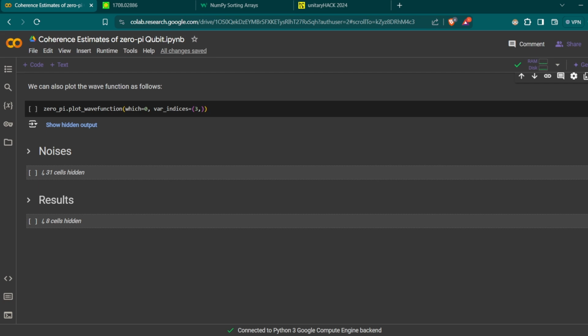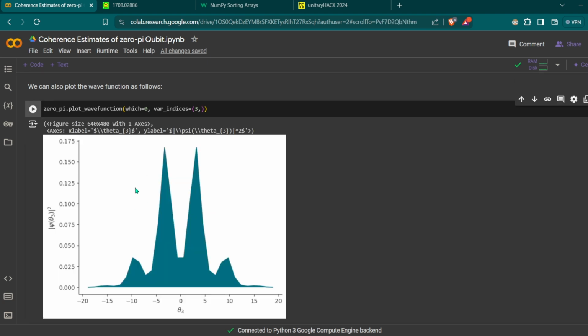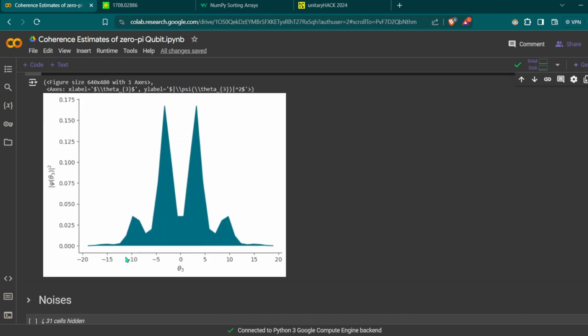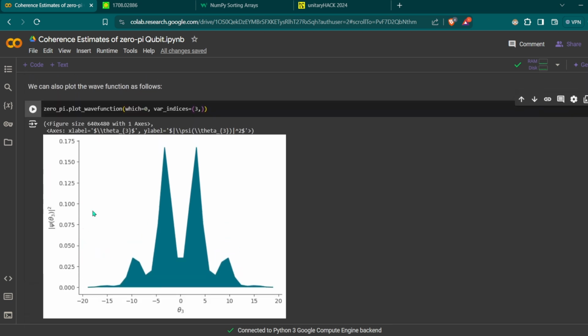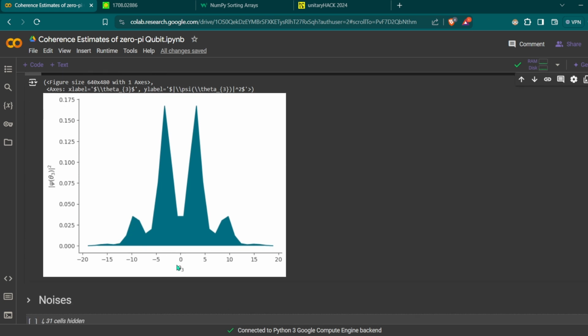Now, if you want to plot the wave function for the 0 pi qubit, you can directly use this method with these parameters, and you will directly get the wave function, as you can see from here. And this psi theta 3 mod square is basically saying the probability. So these are probable values which we get from the wave function. And theta 3, as mentioned earlier, is a degree of freedom to represent the qubit values.